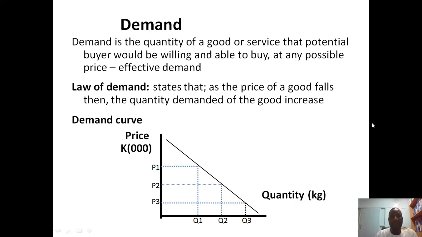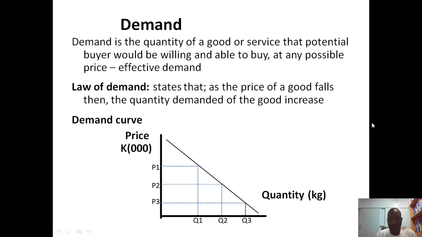What is demand? Demand refers to the quantity of a good or service that potential buyers would be willing and are able to buy at any possible price. And that's what is called effective demand. So effective demand is described by the presence of the willingness and the ability of potential buyers to buy a particular product at any given price.